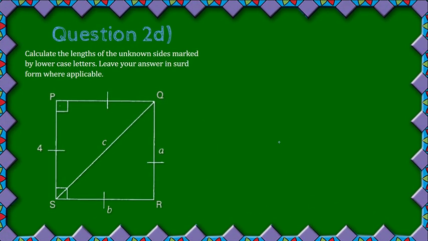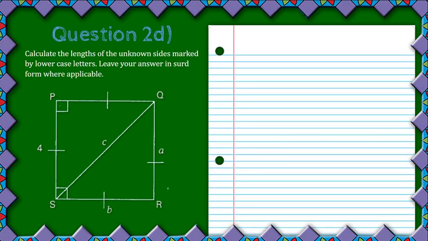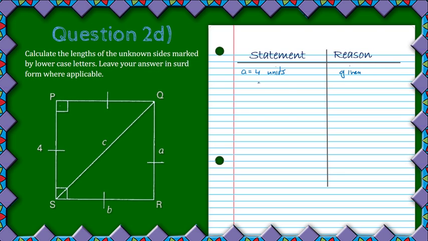Question 2d. Now we have A, B, and C to solve for. So once again, statement and reason. This seems quite easy because we are already given that all sides are equal. So this is a square. We know that A is equal to 4 units, given. We know that B is equal to 4 units, given.